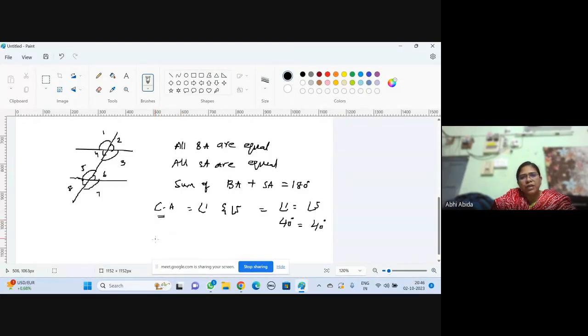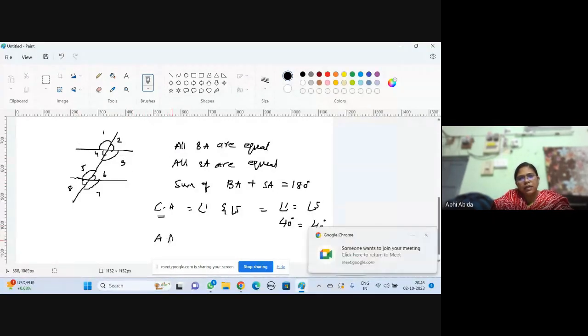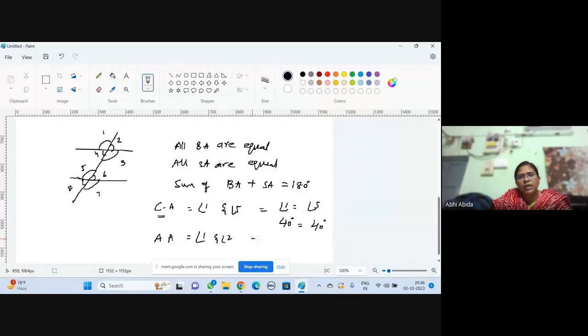So next thing, adjacent angles. What are adjacent angles? The angles which are formed side by side. Angle 1 and angle 2 are adjacent to each other. With the small technique I have told you, the sum of any big angle and small angle will be equal to 180 degrees. So the sum of adjacent angles will always be equal to 180 degrees. So angle 1 plus angle 2 will be equal to 180 degrees.